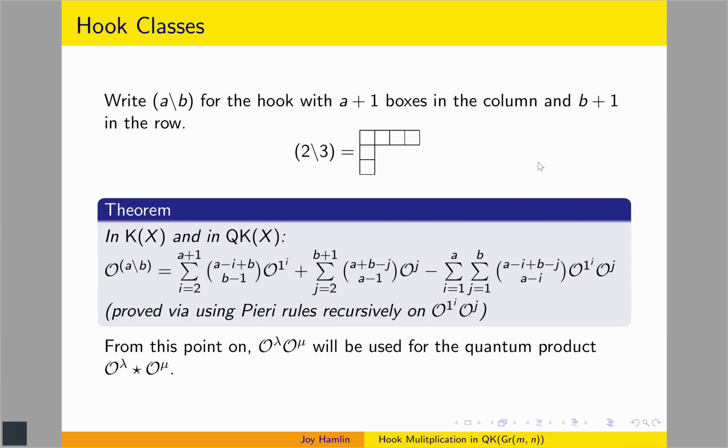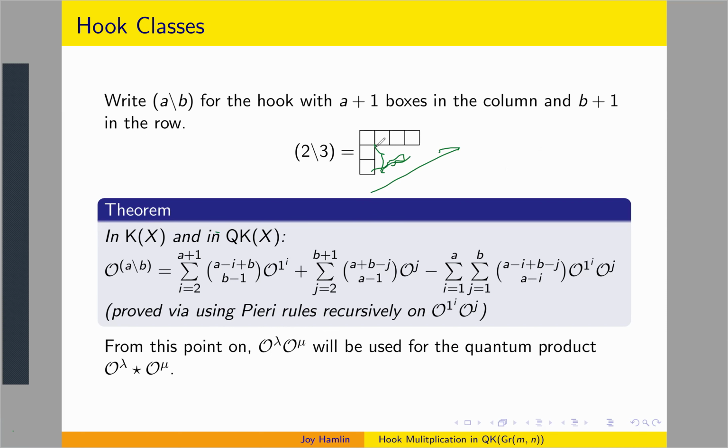I'll write A/B for the hook with A plus 1 boxes in the column and B plus 1 in the row. So like this is 2, 3. Why is it? Okay, stop. Thank you. Oh. Let's try that again. It won't stop drawing. Okay, there we go. So, this is A, this is B. So I'm ignoring the top left box that's in both the row and the column.